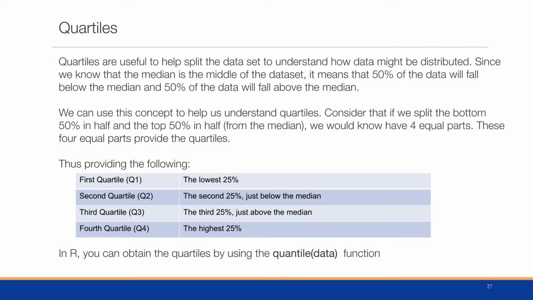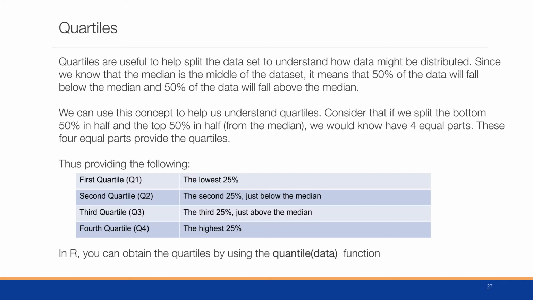Now, quartiles are useful to help split the data set, to understand how it can be distributed. Since we know the median is the middle of the data set, 50% of the data fall below it, and 50% of the data falls above the median. We can use this concept to help us understand quartiles. So consider if we split the bottom 50% in half and the top 50% in half, we would now have 4 equal parts. Thus, these 4 parts provide the quartiles.